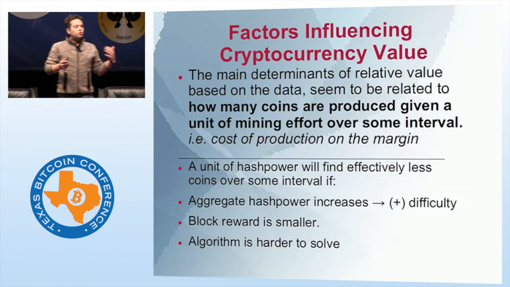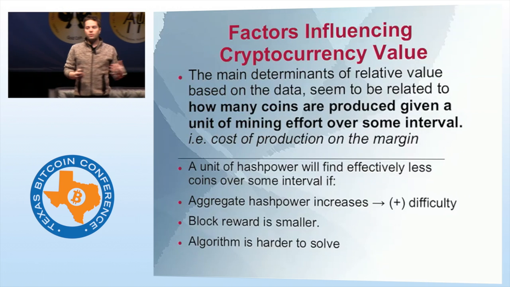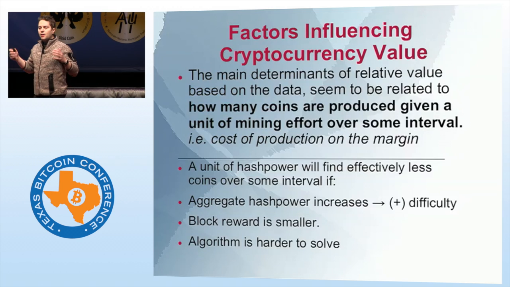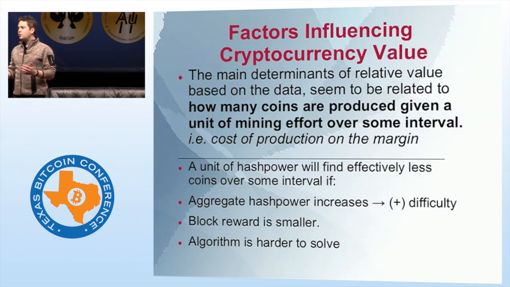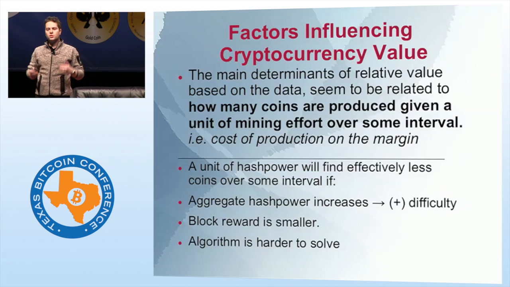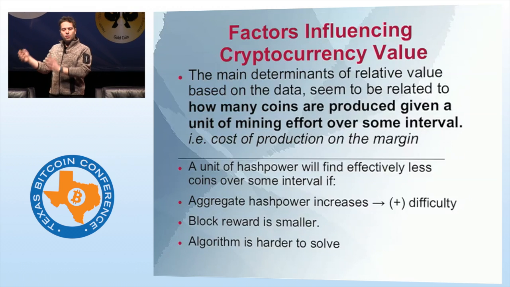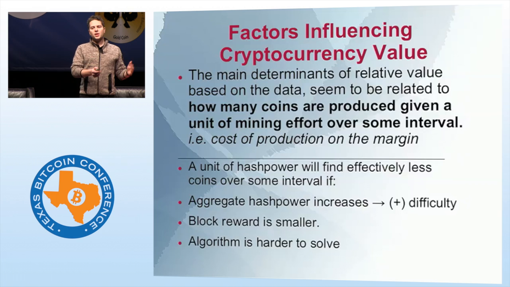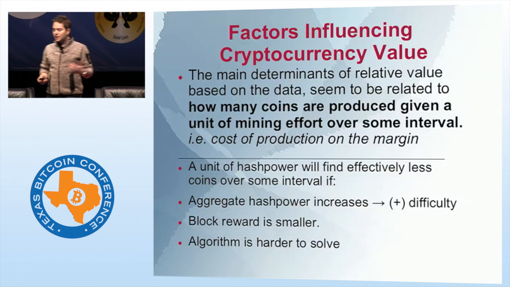So the main drivers of cryptocurrency relative value formation are taking place at the margin and have to do with the production of them and the relative differences in how many units are produced through a given amount of mining effort. So starting to look less like something like a currency and more like something akin to commodity production.